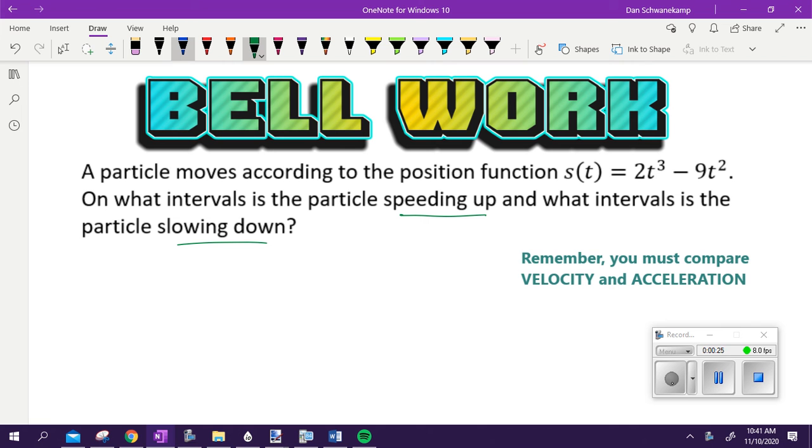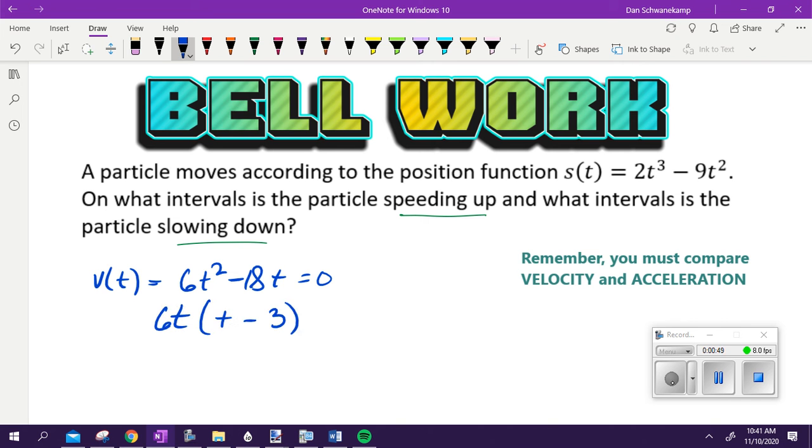What do I need to do here to find velocity? Take the derivative. What is my derivative going to look like here, Max? 6t squared minus 18t. So we took the derivative. Now he wants to know when that's 0 or undefined. It's not going to be undefined, so it's just 0. What did you factor out here? 6t. He's left with t minus 3. We take each thing and set it equal to 0. T is 0 and 3.